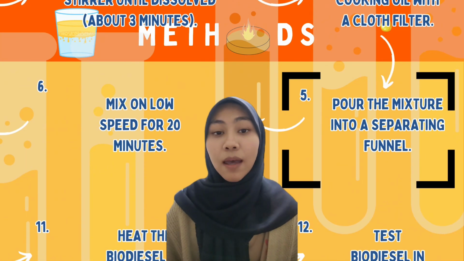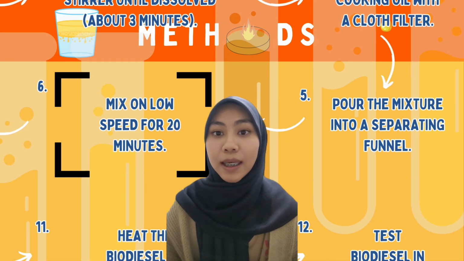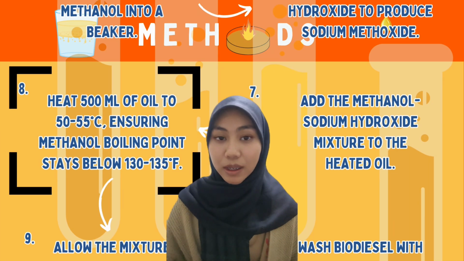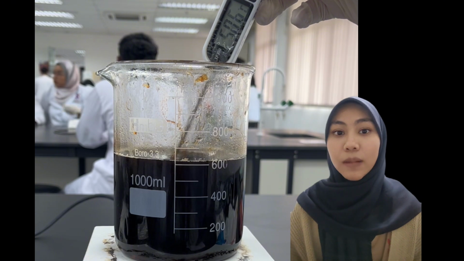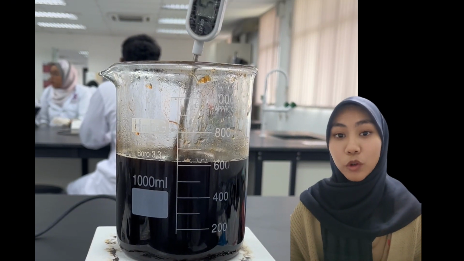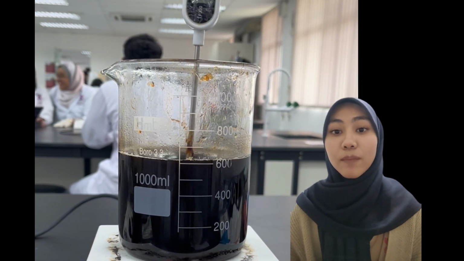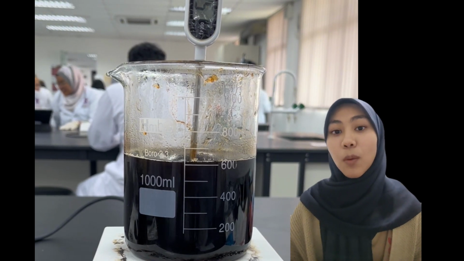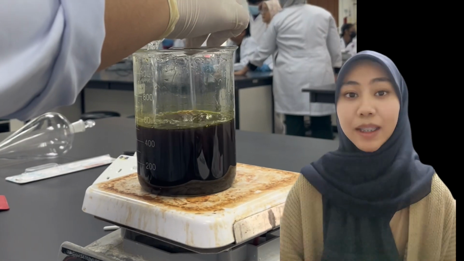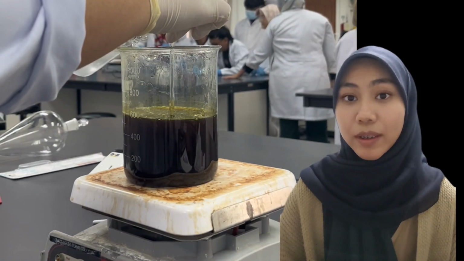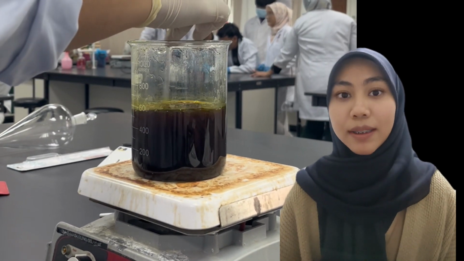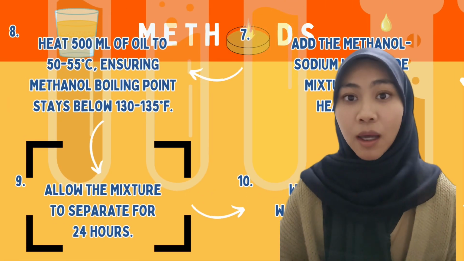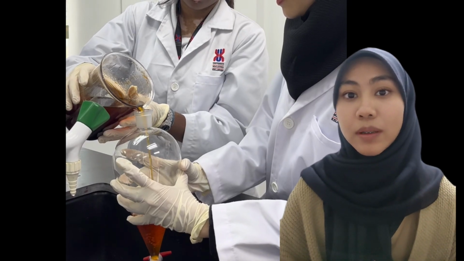And then next, 500 ml of oil is heated to a temperature of 50 to 55 degrees Celsius, and each change in temperature reading is checked and controlled so that the temperature stays below the boiling point of methanol. Then the mixture of methanol and sodium hydroxide is added to the heated oil. Then the mixture is mixed on low speed for 20 minutes. Once finished, the mixture is poured into the separating funnel.